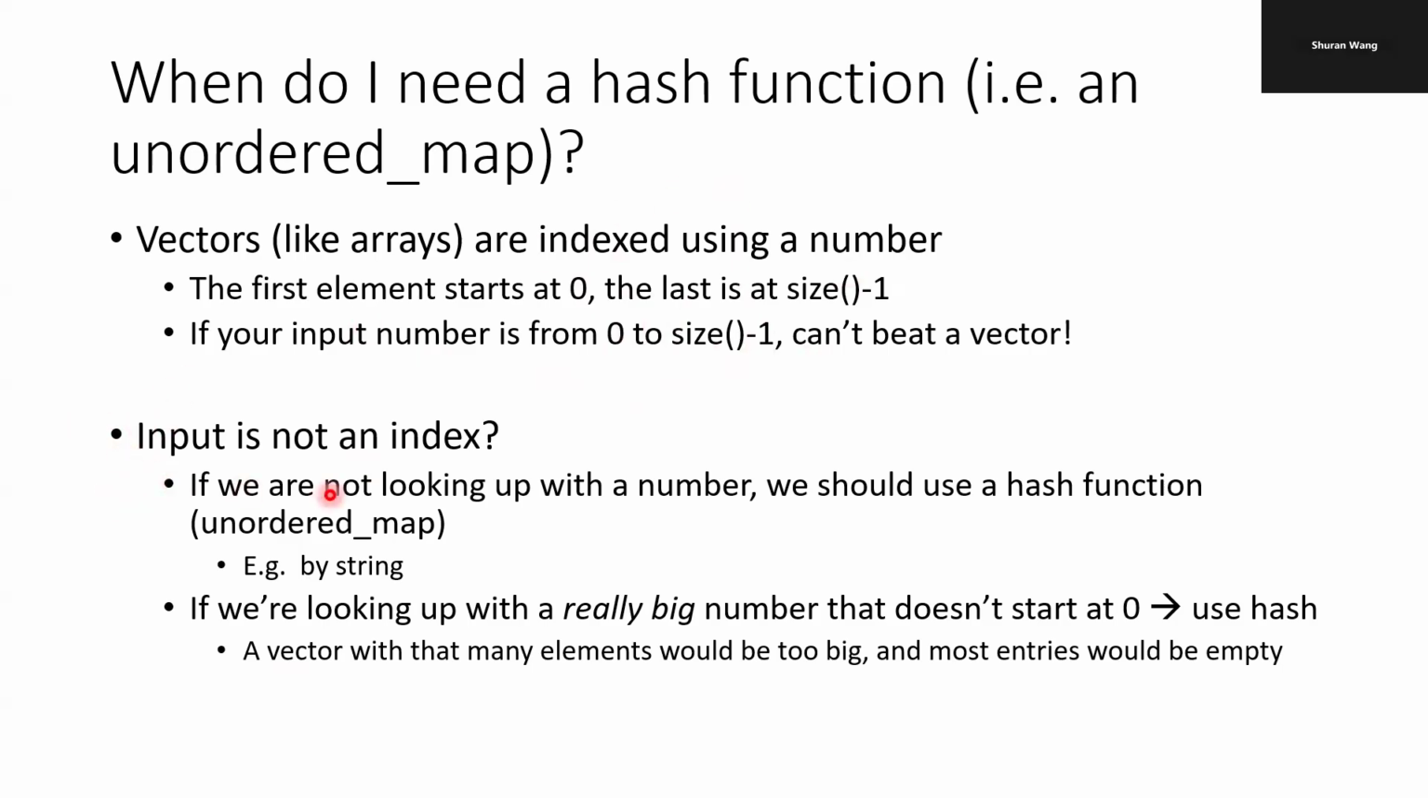If the input is not an index, like if we need to look up with a name that's a string or something that's just not an integer, use a hash function. Use the unordered_map. Or if we are looking up with a really big number that is not continuous, like the OSM ID, because it's enormous, it is unique universally, and it has most of the entries empty, it is very wasteful to use vectors in this case. So use unordered_map.